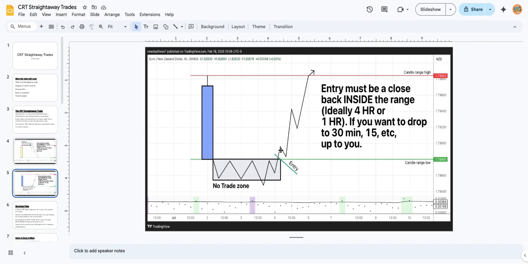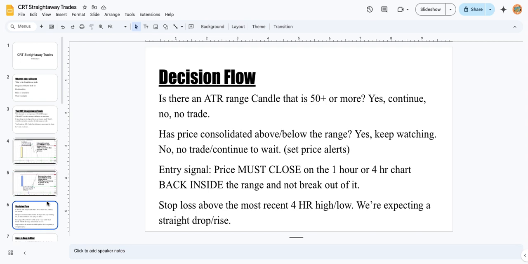Now, it may not go straight to profit in an hour or two. We're not talking about that. But ideally, you don't want to see price break out back outside the range once it closes inside of it. That's the expectation. If price does do that, obviously you'll have to get out, scratch the trade, look for another one. Okay. So here's our decision flow to determine whether or not the trade is worth taking.